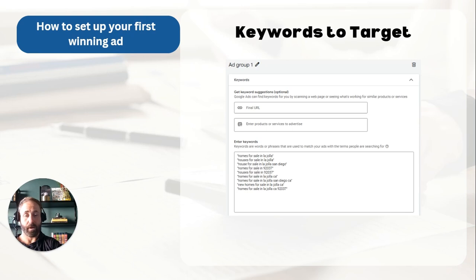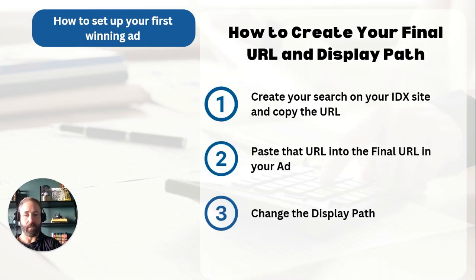To another area in the same state or even in other states, you want to make sure that you're cognizant of where your traffic is coming from. All right, so how to create your final path URL. So that's the website domain and then the display path.